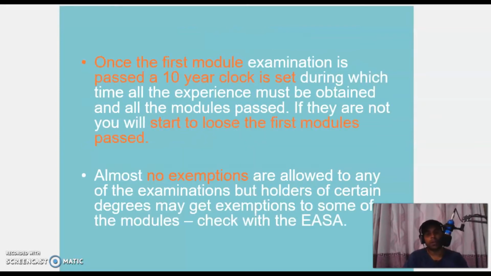Okay, so once the first module examination is passed, a 10-year clock is set during which time all the experience must be obtained and all the modules passed. If they are not, you will start to lose the first module pass. It means you will get a 10-year clock once you sit for the first module to get the license. If it takes more than 10 years to get the license, then you have to start the first module again after 10 years. And almost no exceptions are allowed for any of the examinations, but holders of certain degrees may get exceptions to some of the modules, so check with EASA.